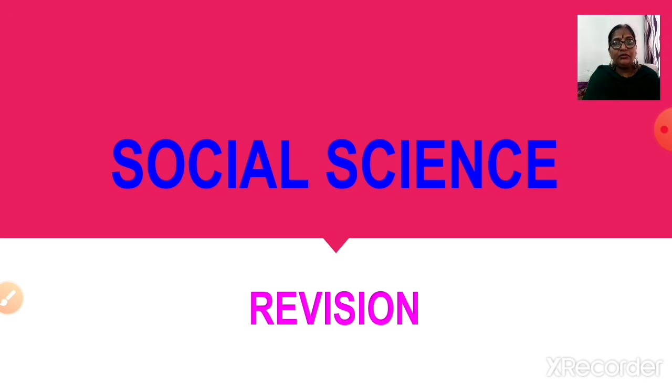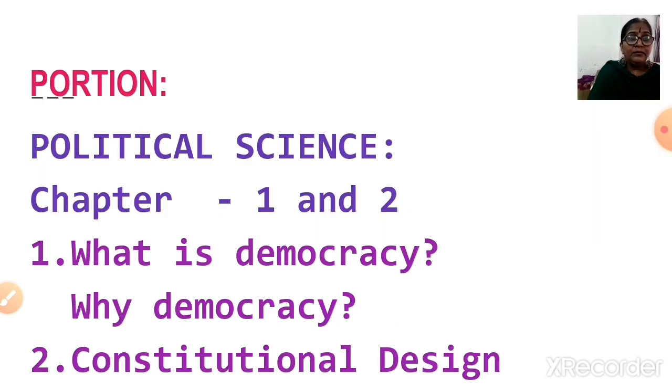We'll be doing some revision, but before we start with our revision, let us discuss political science and economics. Children, we have already discussed history and geography. I did mention the portion, also the paper pattern. Your paper will be of 40 marks, don't forget. So let's begin now with the portion for political science. Pay attention.